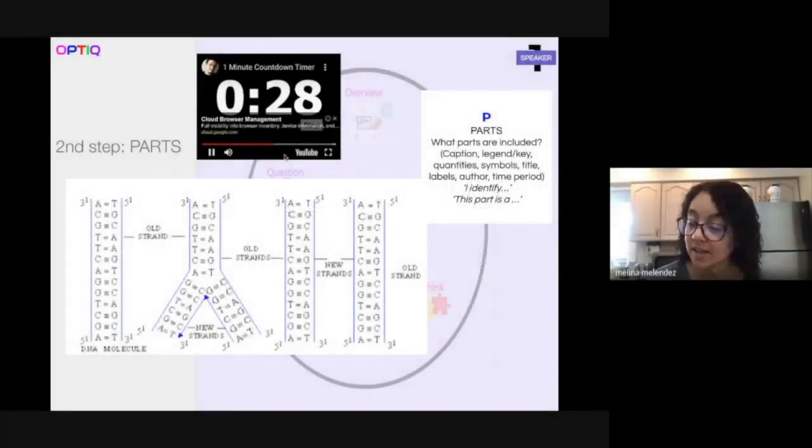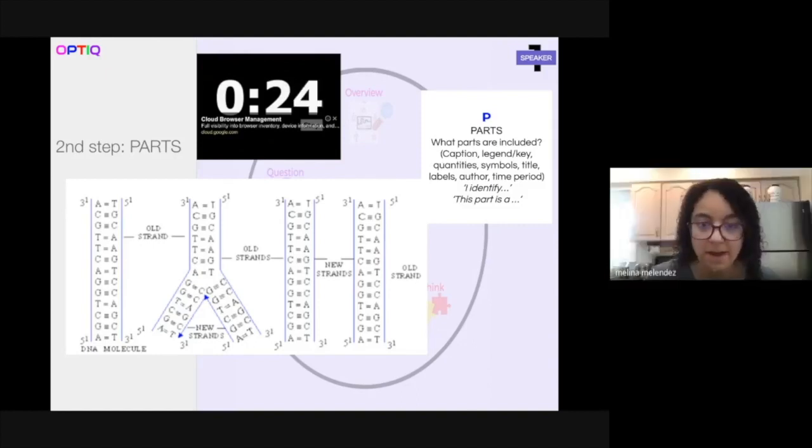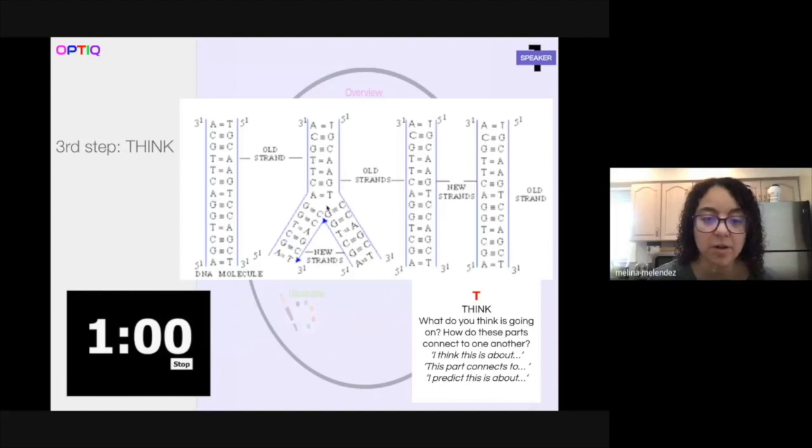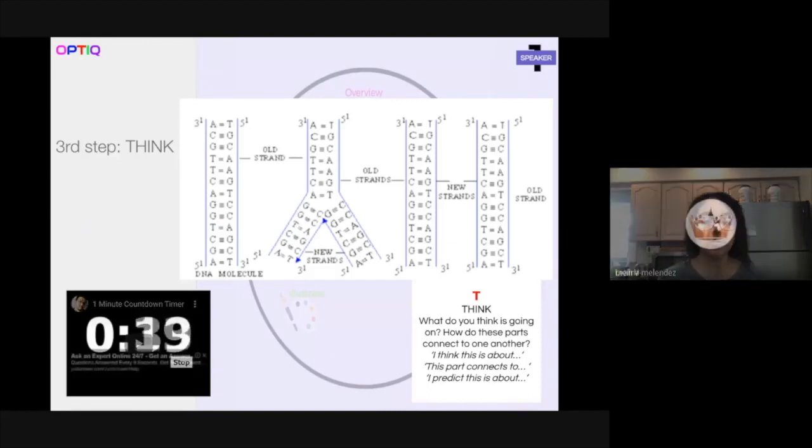Leah, how's it looking? Has everybody written in the chat? Yeah. All right, so we'll move on to the next part. No, not yet. Think now, based off of everything so far, what do you think is going on in these images? How do these parts connect to one another? So write down what you think or what you predict.